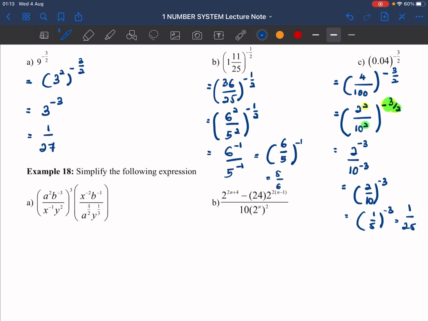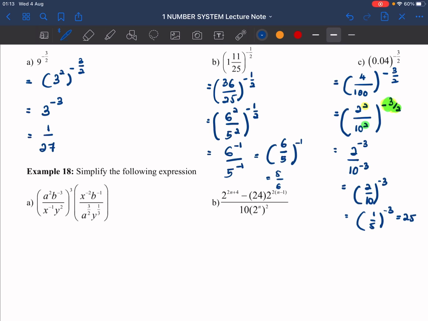Alright, so the next question here, we're going to look at... Sekejap betul ke soalan tu? 1 over 5 to the power of negative 3. So kita terbalikkan. Okay, sini akan jadi 25. Sorry, terbalik. So ini jadi 125 equals to 125. Alright.